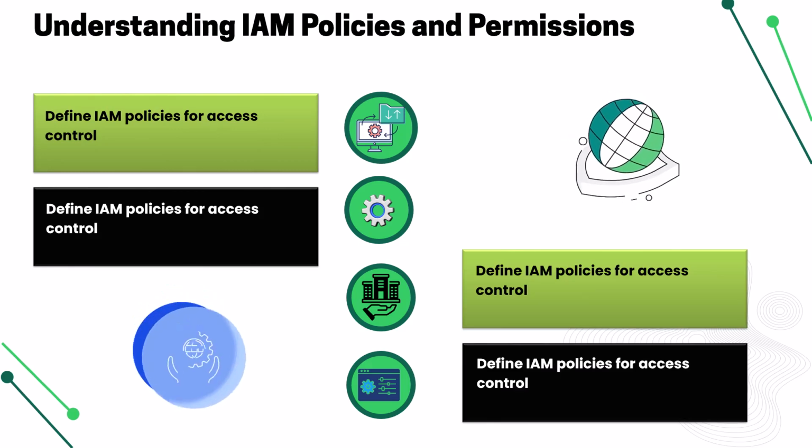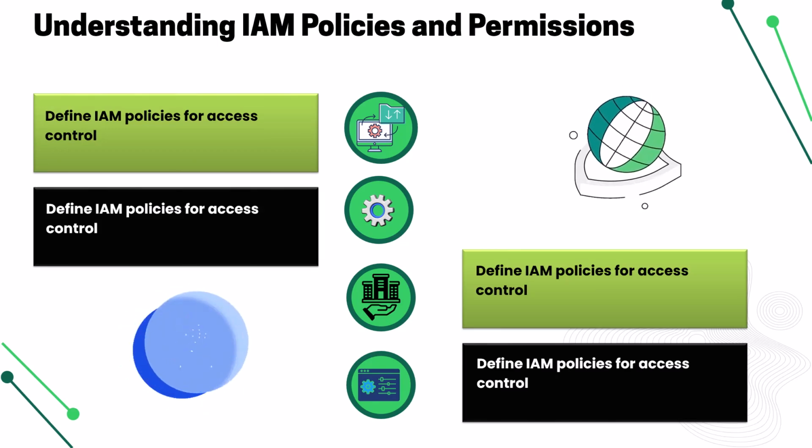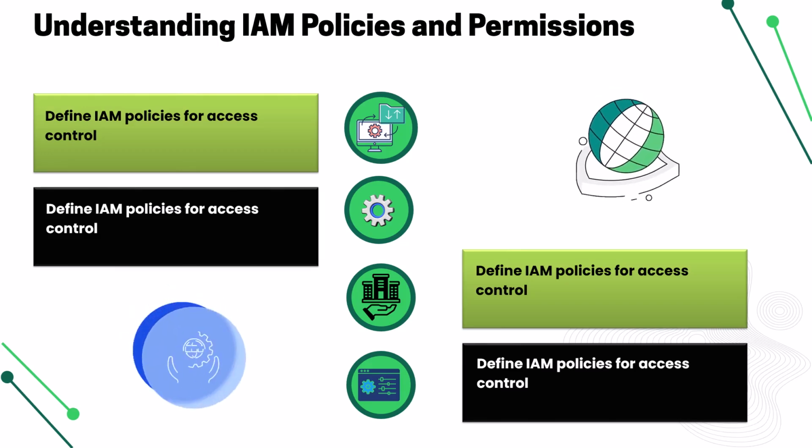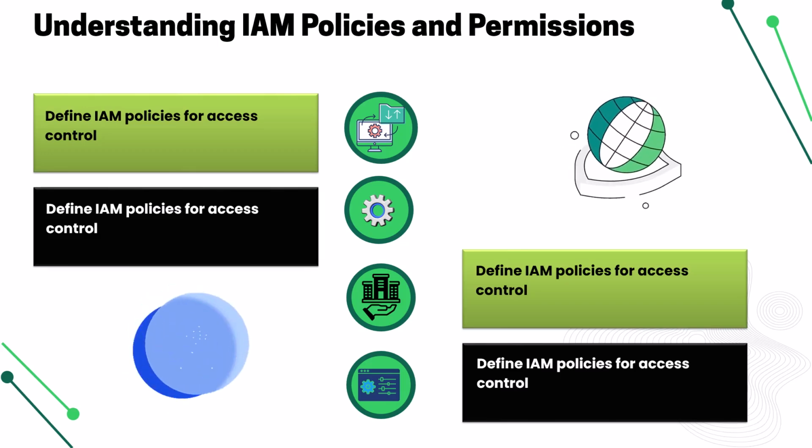IAM policies decide who gets the keys to the kingdom. Define clear policies for access control and always follow the least privilege principle, giving just enough access, like a strict parent with curfews. Before deploying changes, test policies to avoid unexpected lockdowns. Regular reviews ensure security stays fresh, not outdated like last year's phone.